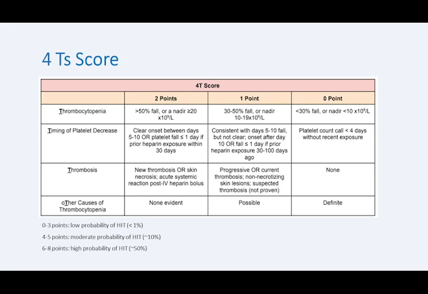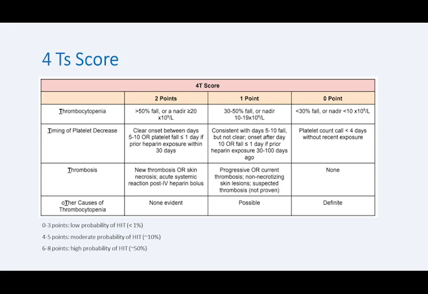For thrombosis, we get the most points when there's new thrombosis or skin necrosis, of course, and it goes to 0 when we don't have any evidence of skin necrosis. And other causes of thrombocytopenia, like I mentioned, are medications, devices, and other disease processes like sepsis. At the very end, we add up all of our scores, and if your score is between 6 to 8, that would give us a high probability of HIT of about 50%.